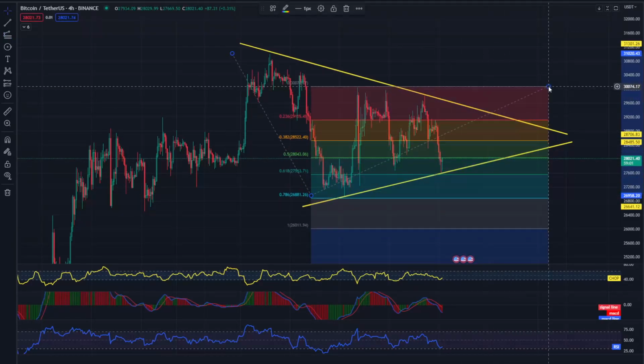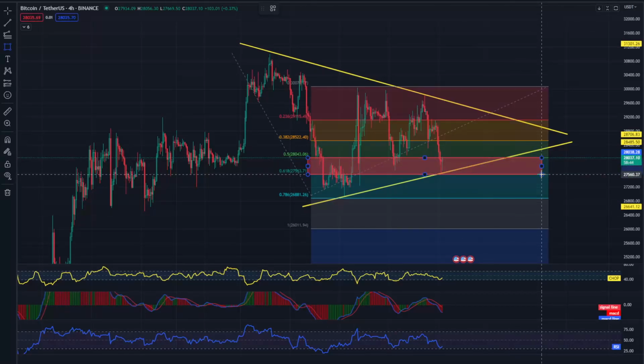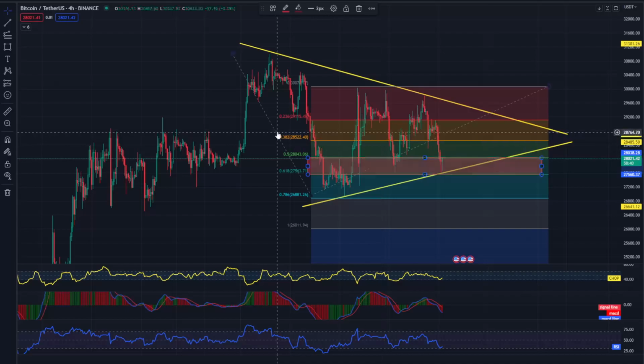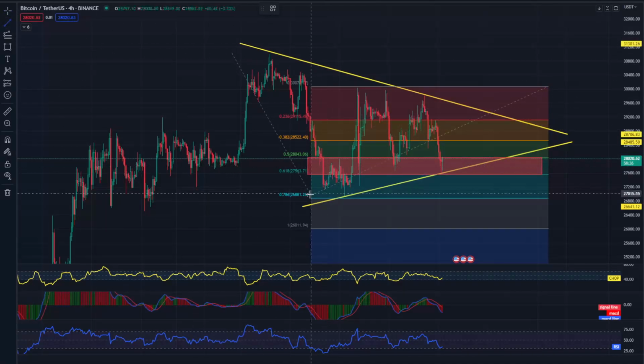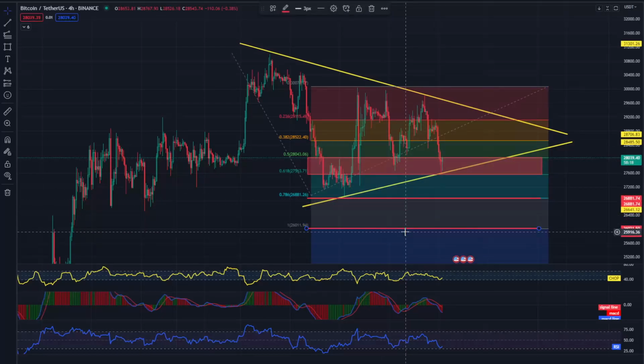Now we can move on to marking the places of support in the event of a correction. And here, in the first place, it is worth marking a very strong support zone from $28,038 to $27,560 in which the price is currently located. But when we fall below this zone, we can see a drop around $26,882 and even $26,022.